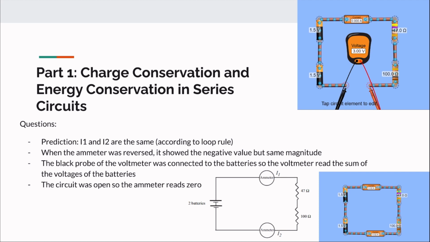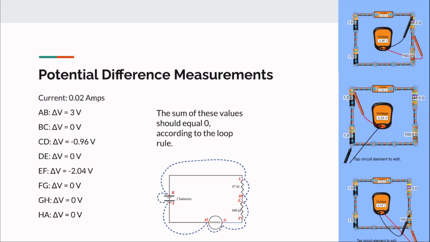And when the voltmeter was attached, the circuit was open, so the ammeter read zero, which we could also see in the top right picture. So these are some of my potential difference measurements. First, we already know that the current is 0.02 amps because that was shown on the ammeter. And we also know that the sum of the potential difference values should equal zero because of the loop rule. So when we add these potential difference values, we see that they equal zero, and this satisfies the loop rule.